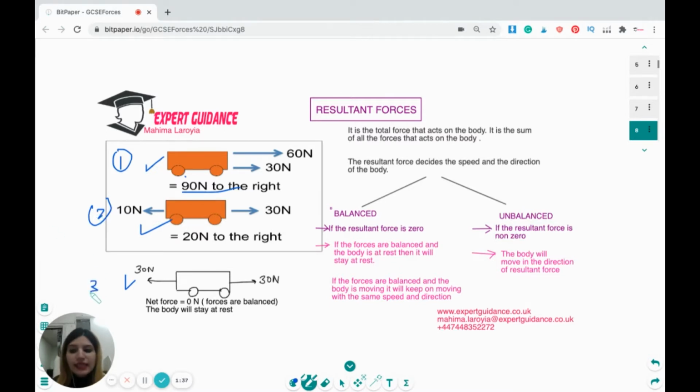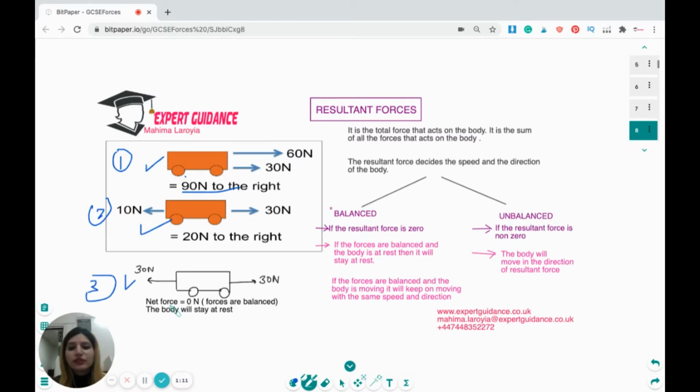In the third case, I have 30 Newtons to the left and 30 Newtons to the right. Both the forces are equal and opposite, so the body will experience no force overall. This case is known as the balanced force. In this case, the body will stay at rest if it is at rest, or if it is moving, it will continue to move with the same speed. Okay, so this is the concept of resultant force.